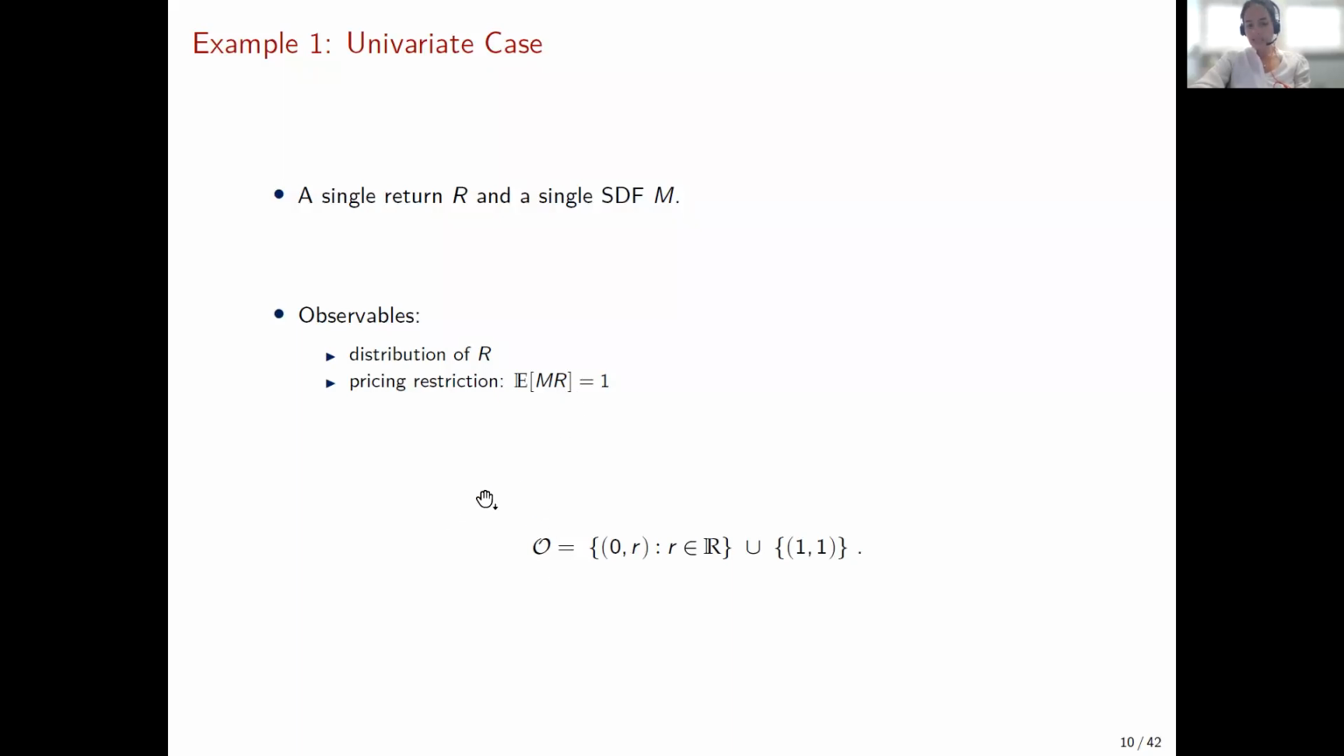So how does the set of observables look like in this case? In this case, we have (0, r), and why is that? Because the return distribution of R is E of M times R, where M is to the power 0 and R is to the power r, because we assume that we observe all the moments of R. And we have the point (1, 1), because the Euler equation is E of M to the power 1, R to the power 1 equals 1. So we have these two restrictions on the set of observables.